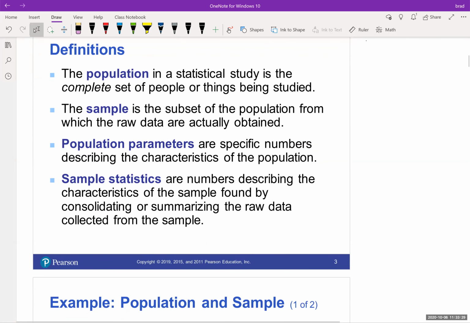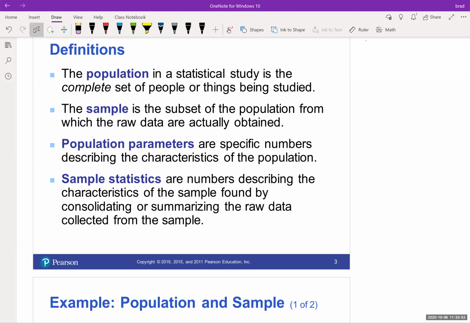A few definitions. The population in a statistical study is the complete set of people or things being studied, okay? So there's a little bit of a gray area sometimes on how to differentiate between population and samples. So for our class especially, we'll try to make it obvious. It says the sample is the subset of the population from which the raw data are actually obtained.